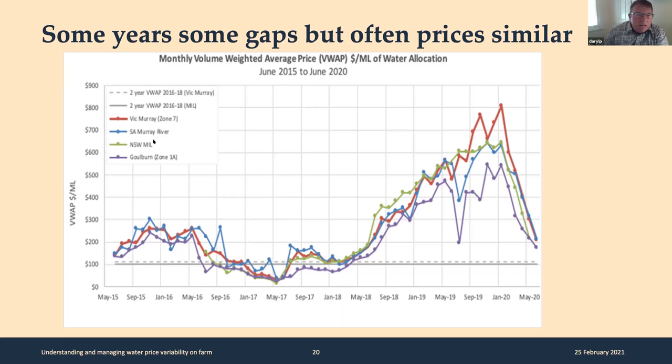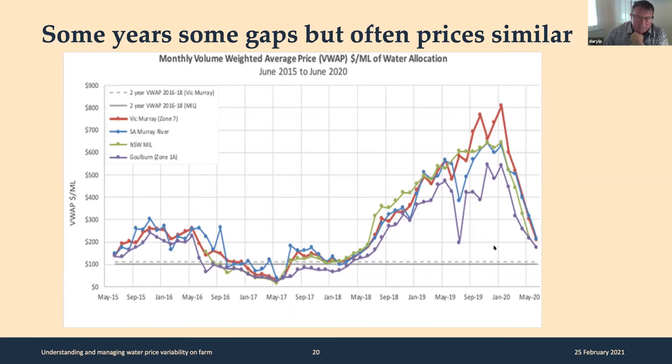So when we look at the different entitlement allocation prices in the different zones, red's the Murray zone, so below the choke, New South Wales MIL and the Goulburn, you see they generally do track pretty closely together, but more recently we have actually been seeing some of this gap appearing. And more so in these dry periods, when there's more pressure on those resources. As things ease off, they come together a bit more.